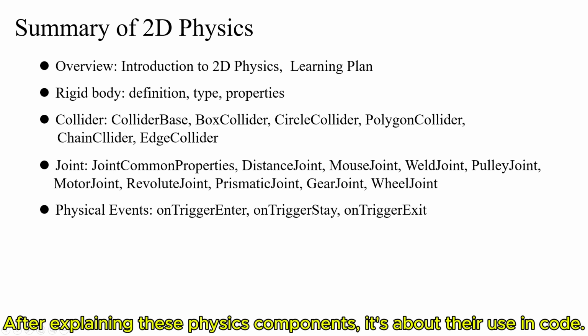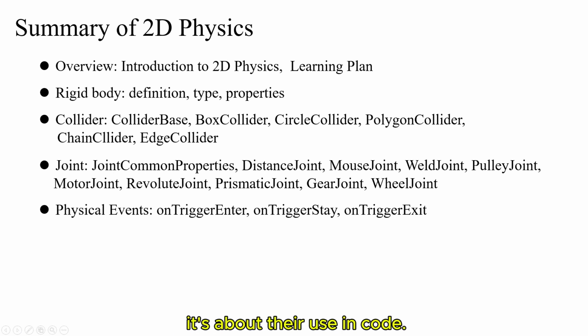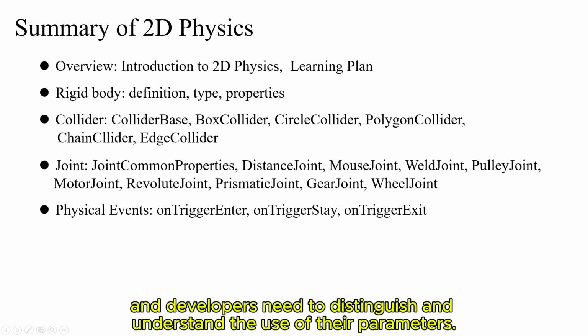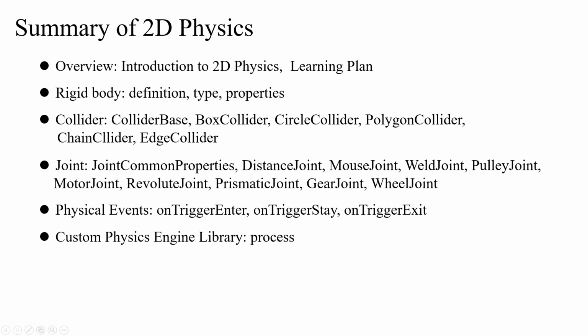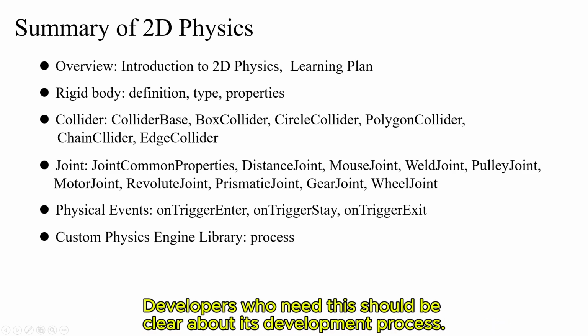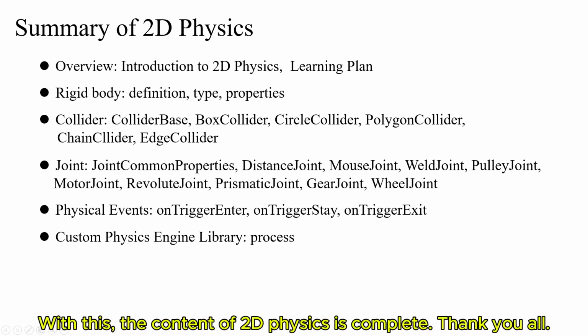After explaining these physics components, it's about their use in code. 2D physics collision events occur at different moments, and developers need to distinguish and understand the use of their parameters. Finally, this video talks about custom physics engines. Developers who need this should be clear about its development process. With this, the content of 2D physics is complete. Thank you all.